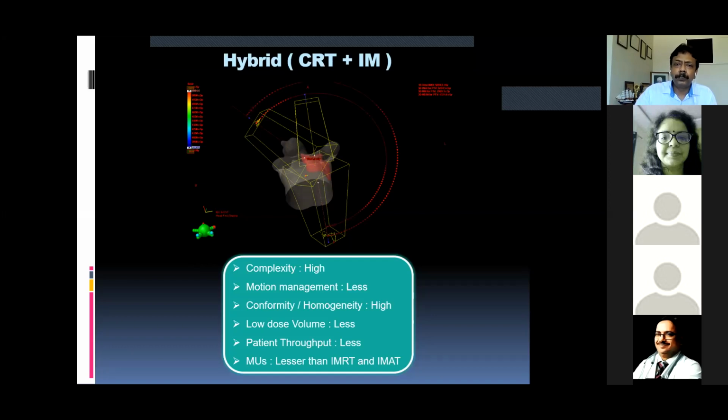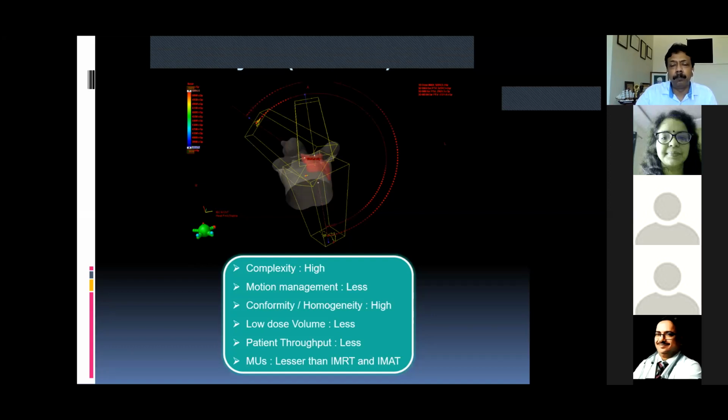No other, because beam matching is done by computer optimization only, so there are no problems in beam matching and hotspots and other things. So you can very well see the distribution in a single plan.